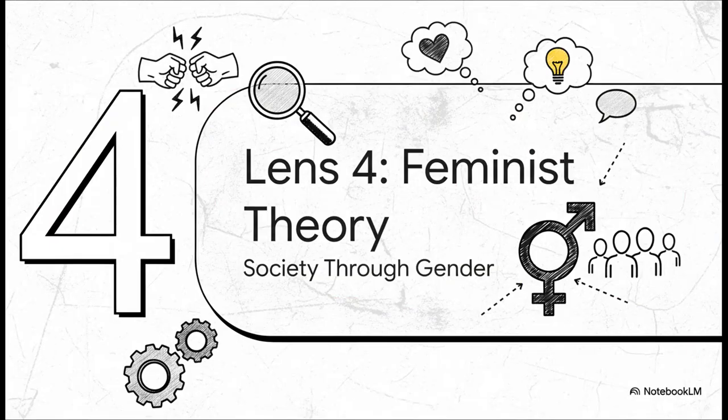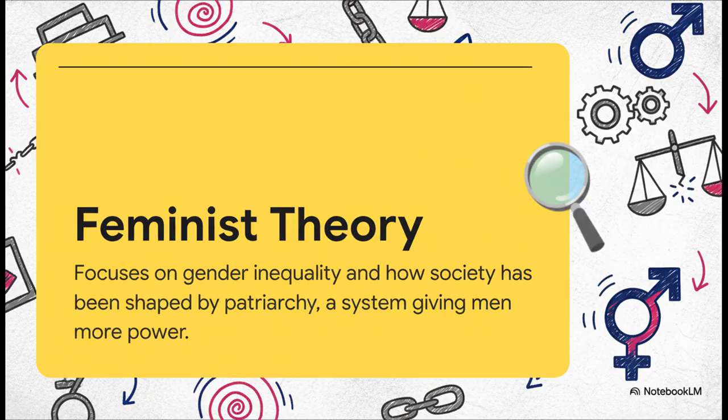All right, for our fourth and final lens, we're going to focus on one of the most fundamental organizing principles of social life, gender. Feminist theory looks at society by asking a really simple but powerful question: how does gender affect this situation? And it argues that for most of human history, our social world has been shaped by patriarchy, which is a system where men hold the primary positions of power and authority. And that has created a whole lot of disadvantages for women.